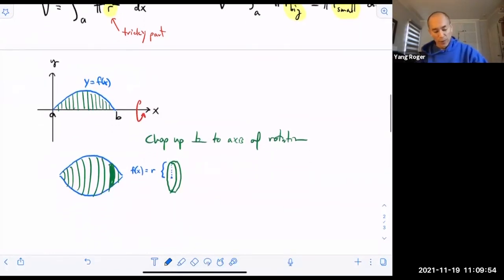So when I go to write down the volume, it would just be equal to the integral from a to b of pi times f of x squared dx. Okay. And that's kind of how the disk method works.